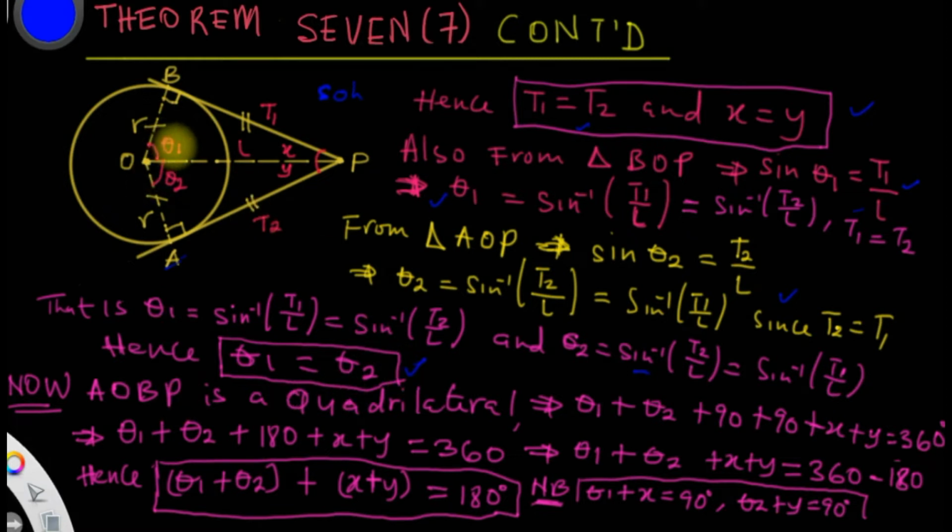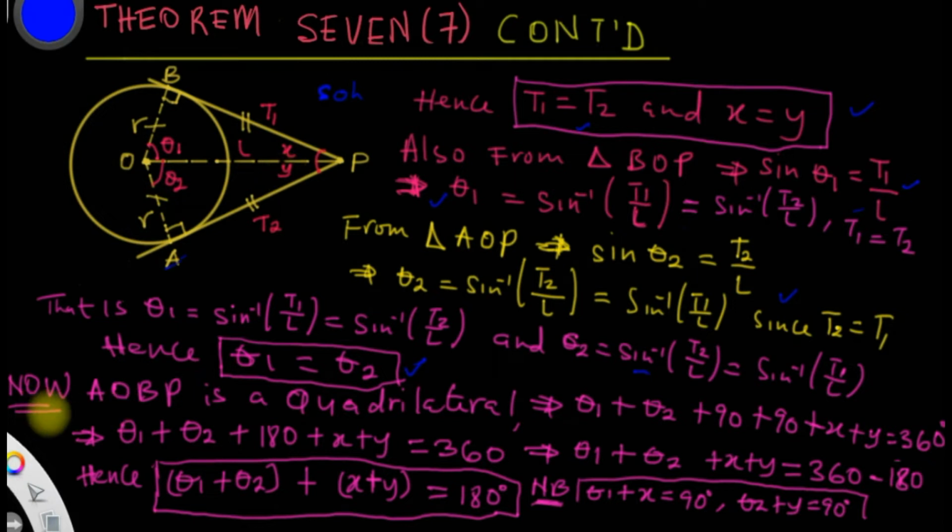Fine. So we have shown that this angle is equal to this angle, and S is also equal to Y. This tells you that the line joining the point P outside the circle to the center of the circle divides the angle between the two tangents into two equal parts. It also divides the angle between the two radii at the center into two equal parts. Theta 1 is equal to theta 2, and S is equal to Y. Fine. So we are also considering the quadrilateral.